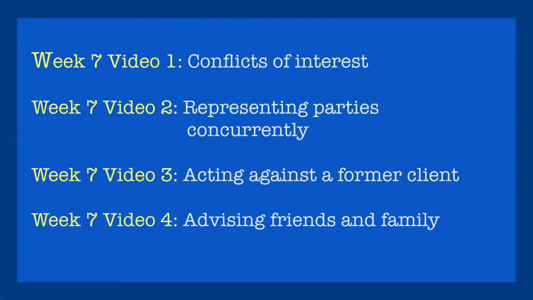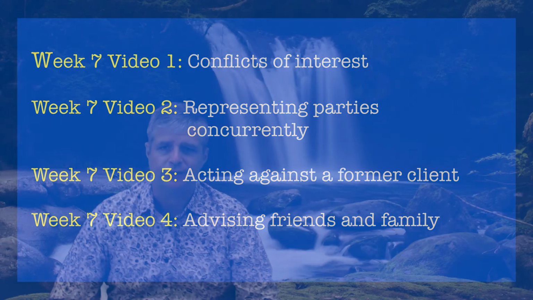In this first video, we're going to look at conflicts between the interests of the client and the interests of the solicitor themselves. In the second video, we'll look at conflicts which may emerge if a lawyer is trying to represent two parties at once. In the third video this week, we'll look at conflicts of interest which arise when a lawyer is acting against a former client. And in the final video, we'll look at the specific issue of acting on behalf of family and friends. As always, we begin with the Solicitor's Conduct Rules.